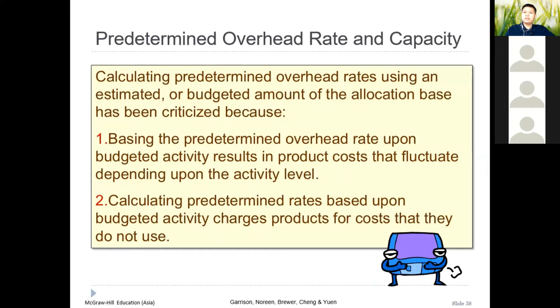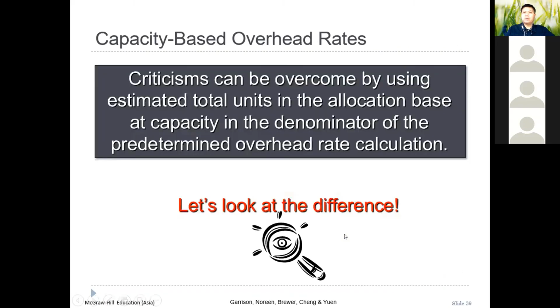So pwedeng mag-fluctuate din yung direct labor hours mo. Number 2, calculating predetermined rates based upon budgeted activity charges products for costs that they do not use. So how do we solve that problem? Okay, so here we have the capacity-based overhead rates. The criticisms can be overcome by using the estimated total units in the allocation base at capacity. Ito yung what the department is capable of giving.